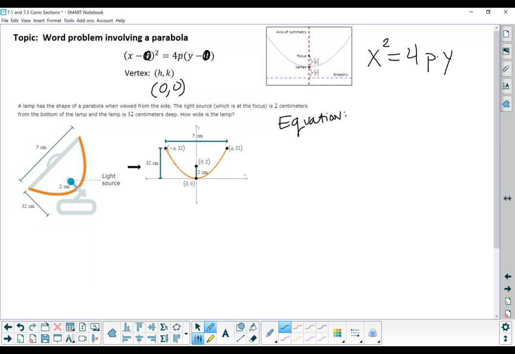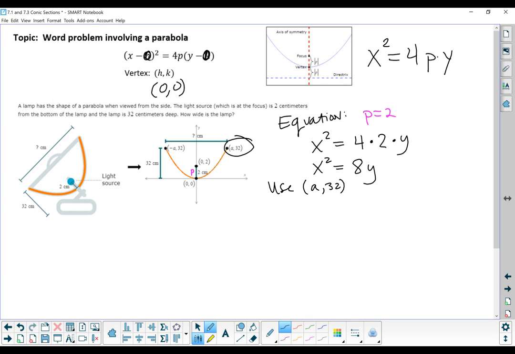So remember that the distance between the vertex and the focus is p. So our p value is 2. So our equation is that x squared is equal to 4 times 2 times y, or in other words, 8y. So now that we have our equation set up, we're going to use the point right here, (a, 32), to solve for a.